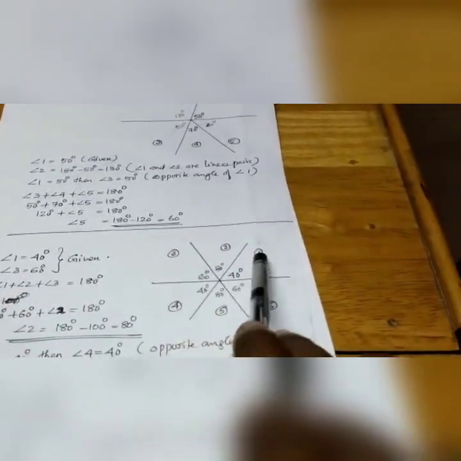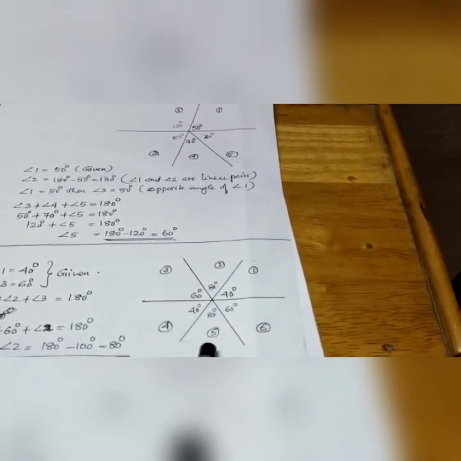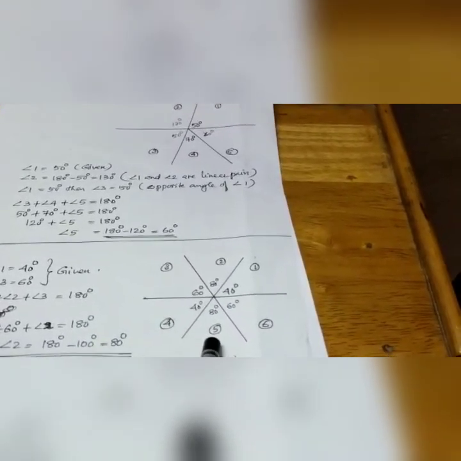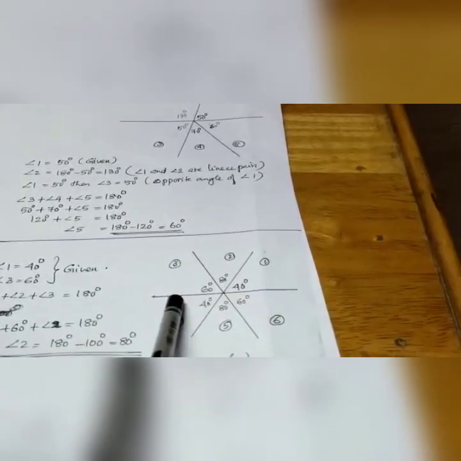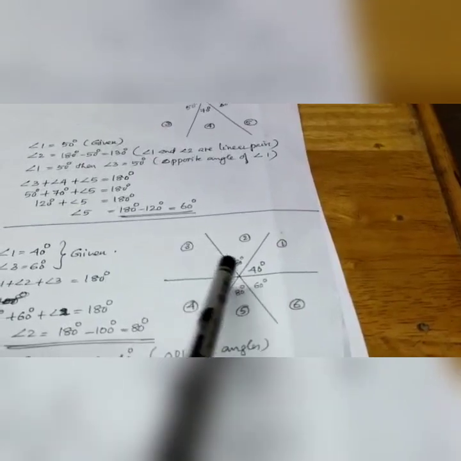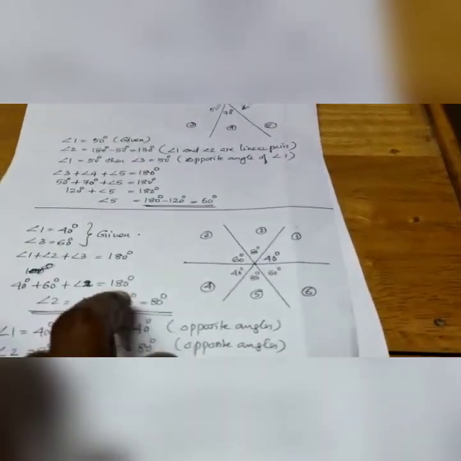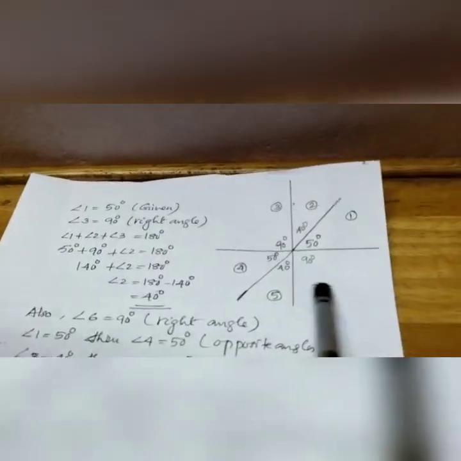Then here angle 1 is 40, angle 4 is 40 because opposite angles. Angle 2 is equal to 80, then angle 5 is equal to 80 because they are opposite angles. Angle 3 is equal to 60 degrees, then angle 6 is equal to 60 degrees because they are also opposite angles. Very easy questions.